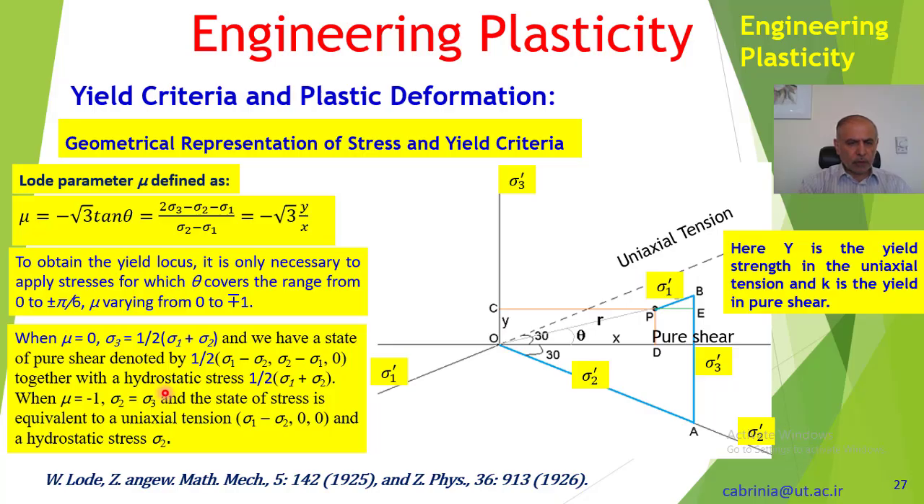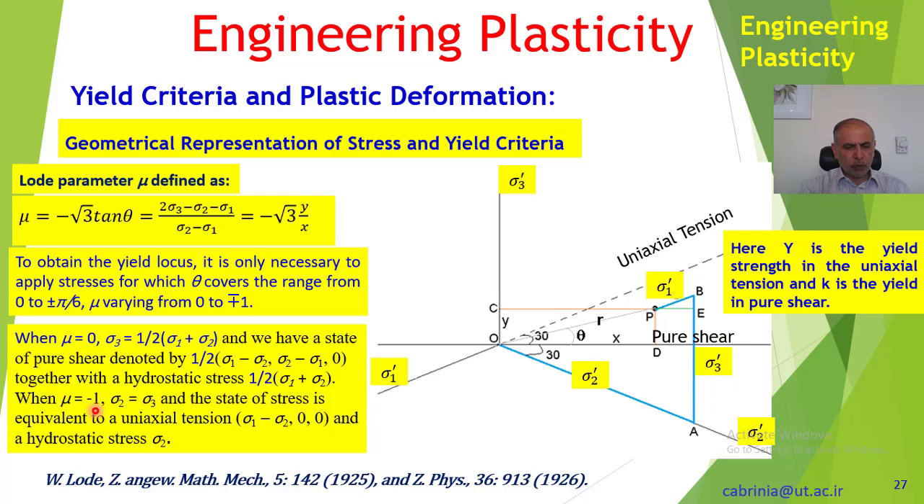And also here, if we put mu equal to minus 1, we get sigma 2 equal to sigma 3, a state of uniaxial tension, which is this one, because theta is equal to 30, mu is equal to minus 1. And we get, if you put mu equal to minus 1, because here this minus goes with that, and then we get tan 30 because 1 over root 3 is tan 30.